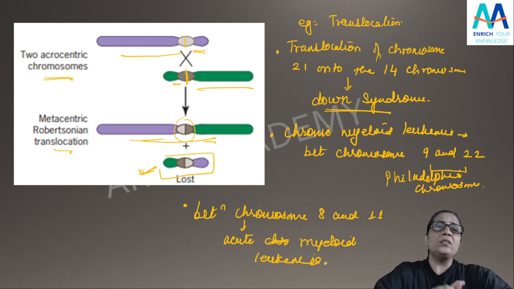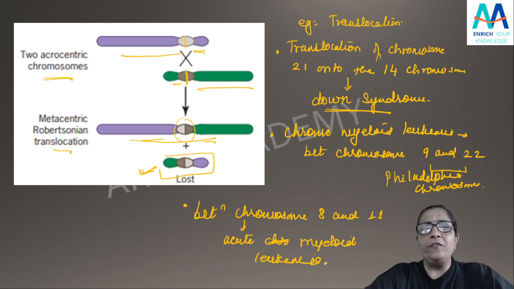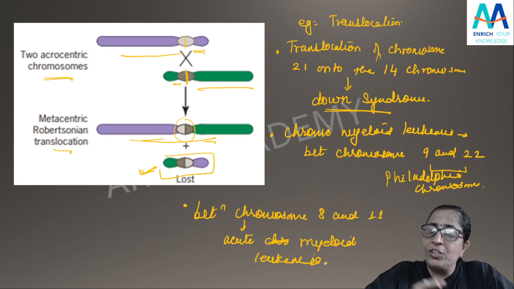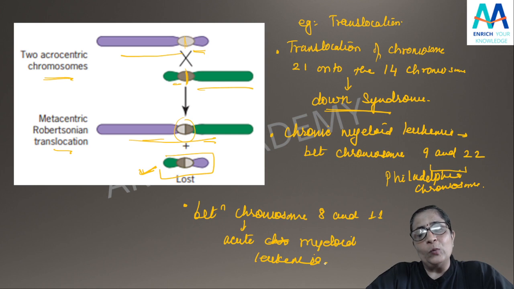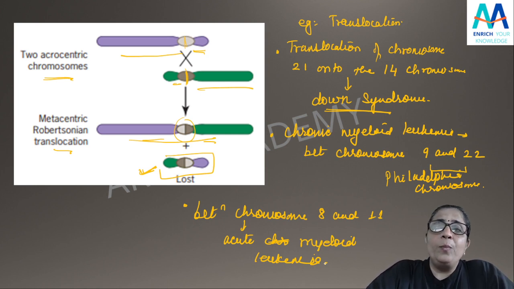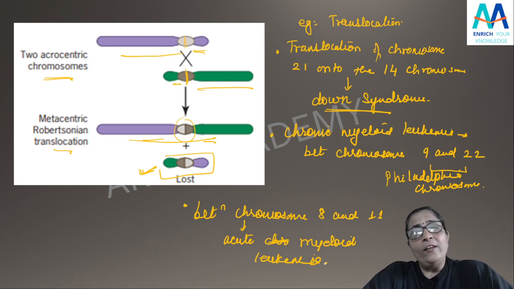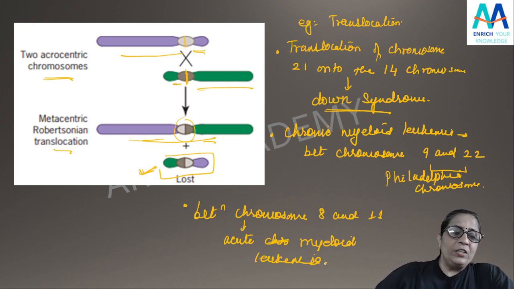I hope now this concept of inversion and translocation is very much clear to all of you. In the next class we will move to the next type of mutation again. It will be the chromosomal but on the basis of numbers. So what is euploidy? What is aneuploidy? ये सारी चीजें हम लोग next class में पढ़ेंगे. So we will stop here, students.